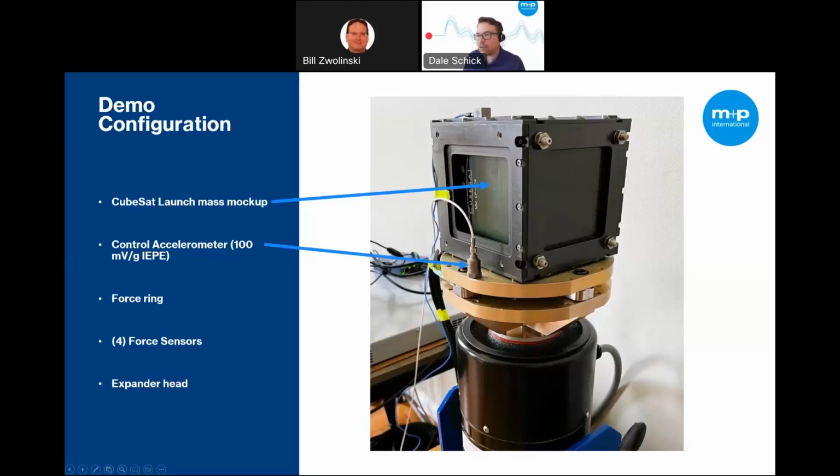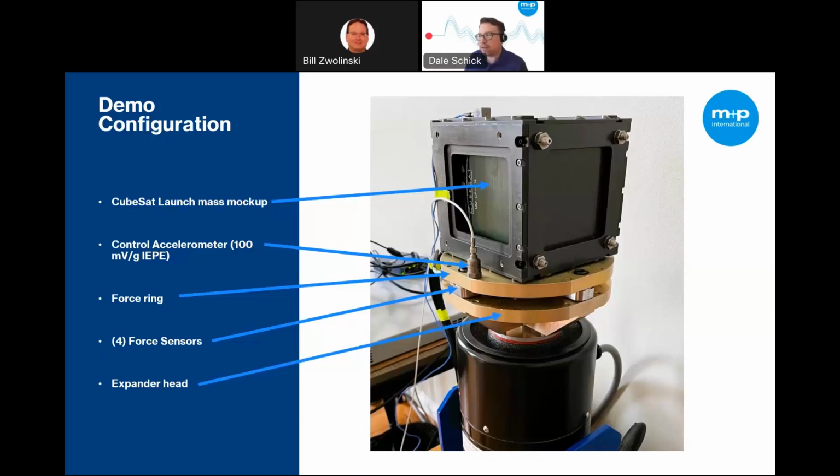We have a control accelerometer, which is 100 millivolts per G, IEPE. We have a force ring, and the force ring is meant to mount the test article to and then to preload the bolts on the force sensors, of which there are 4, and these are the 9028C force sensor. It's a 3-axis force sensor with 4 kilonewton capability on the X and Y and 8 kilonewton capability on the Z, which is before the preload, of course.